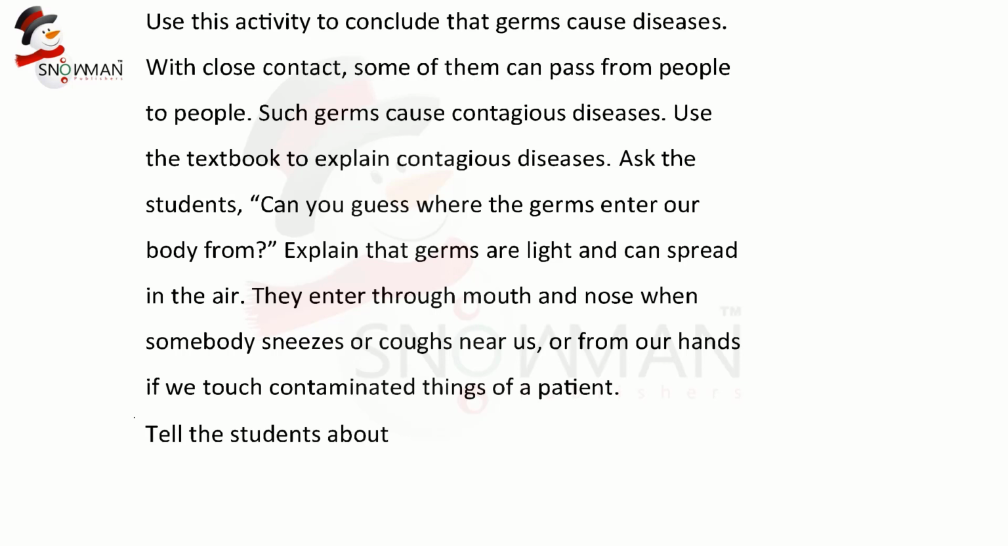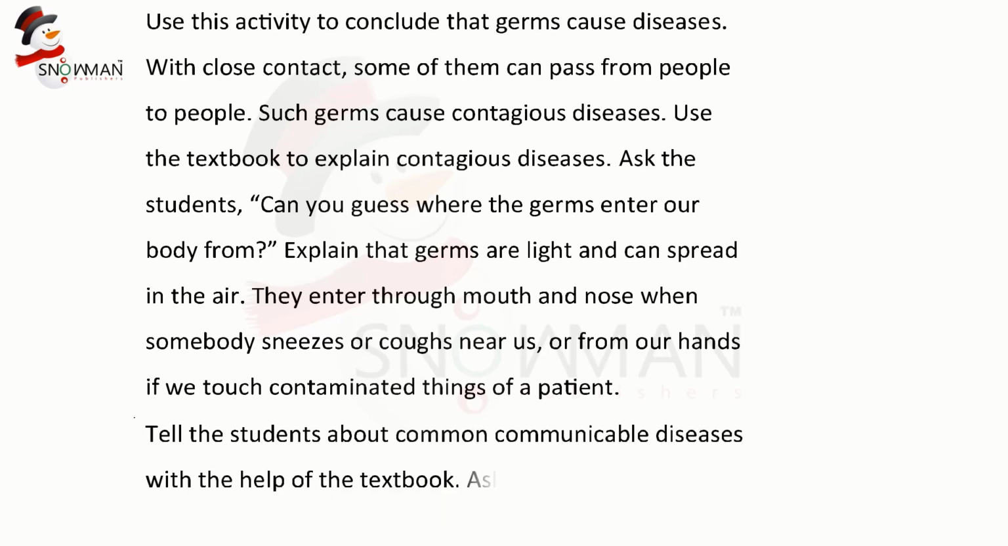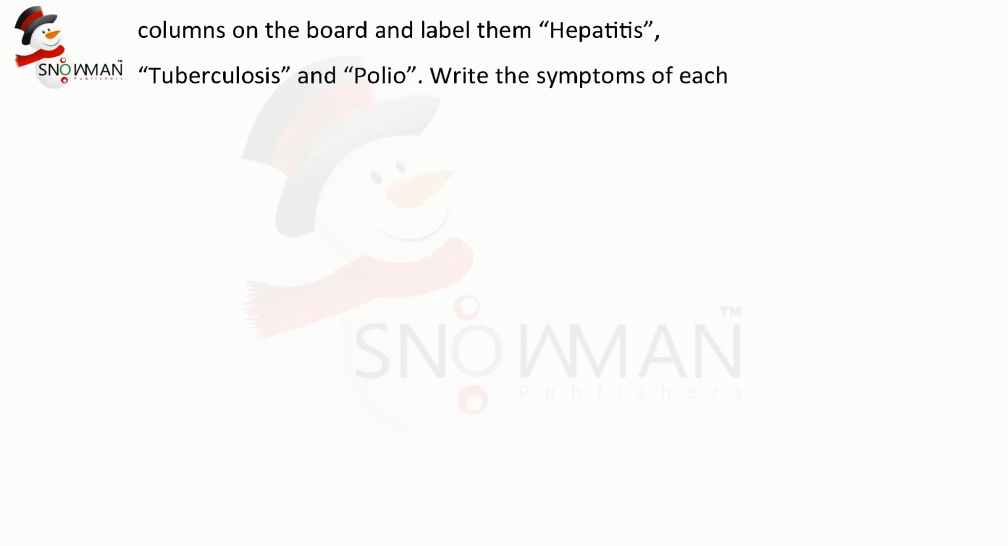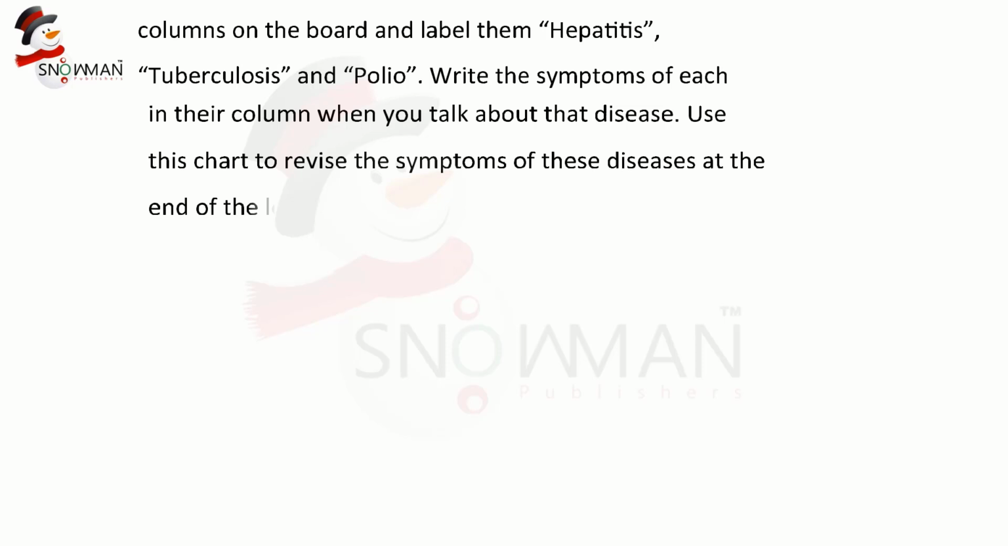Tell the students about common communicable diseases with the help of the textbook. Ask them if they have ever seen a patient with any of these diseases. Draw 3 columns on the board and label them hepatitis, tuberculosis, and polio. Write the symptoms of each in the column when you talk about that disease. Use this chart to revise the symptoms of these diseases at the end of the lesson.